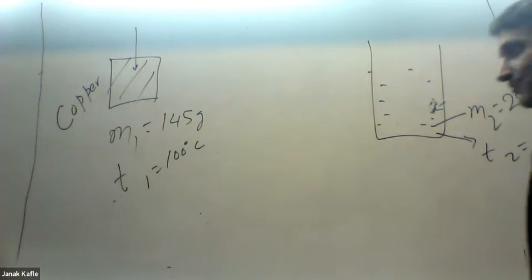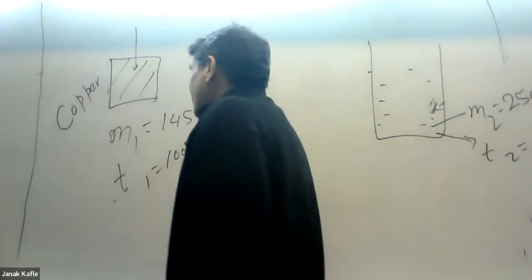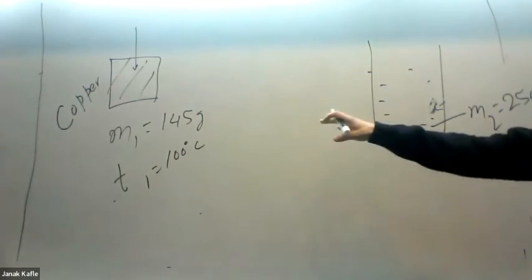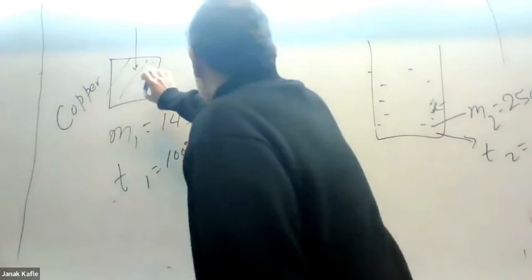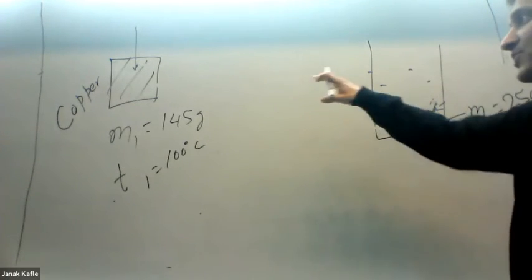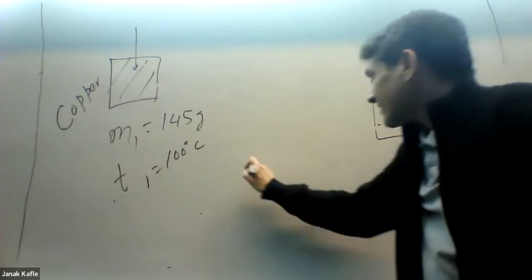All right, so look here. This is copper, this is water, and they have different temperatures. You got what I'm saying, right? I have a copper piece at 100 degrees centigrade, and the mass of that copper is 145 gram. In another beaker, I have 250 gram of water at 25 degrees centigrade. I have two separate things at two different temperatures, right? Now what I'm going to do is throw the hot body into the cold body here.